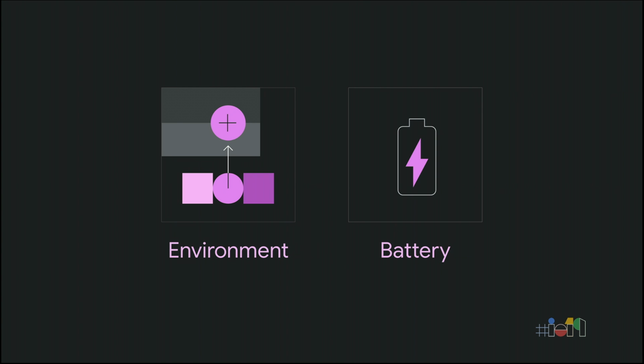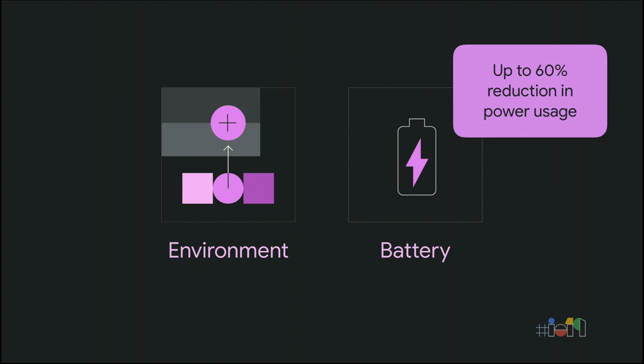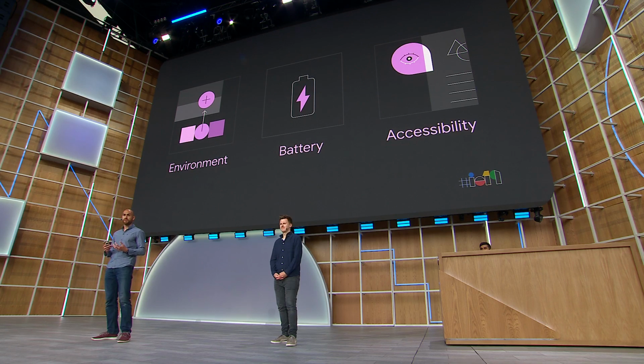Secondly, by lighting up fewer pixels on the screen, we've seen significant reductions in power usage. In fact, in our tests, we've seen up to 60% reduction in power usage when the app is in the foreground, which can be a real user benefit. And lastly, dark themes can support accessibility while maintaining sufficient contrast ratios. They cause less eye strain on the user, so they can be used by certain classes of user much more comfortably.